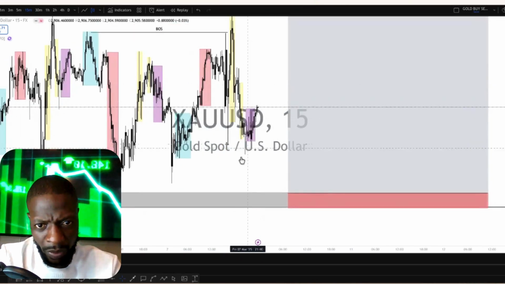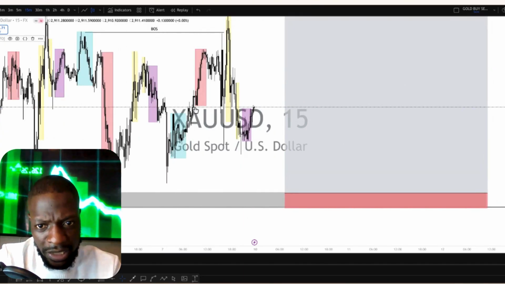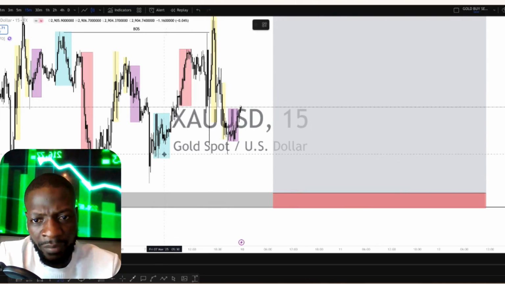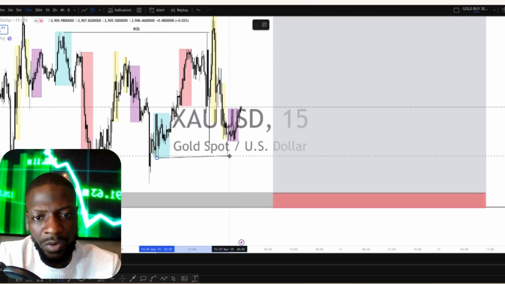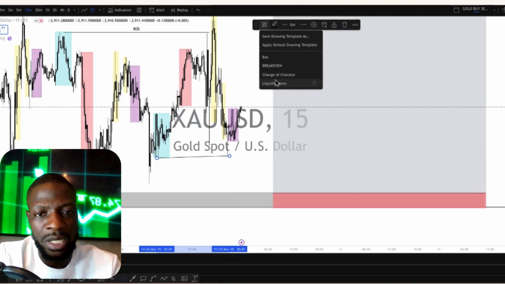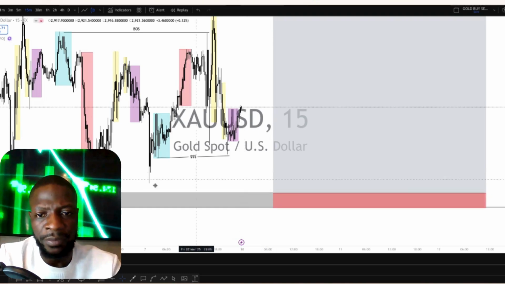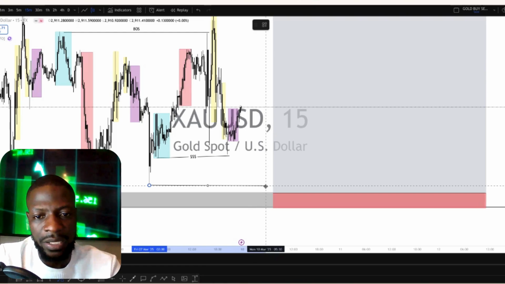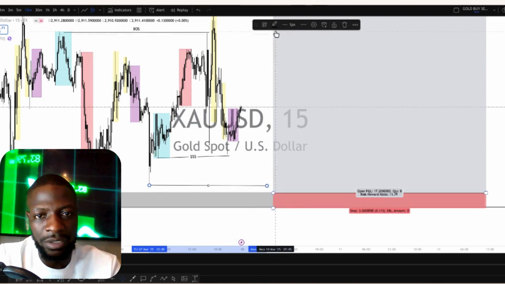So for now, we can identify some sort of liquidity. Let's see what liquidity we can actually find from here. You can find relative equal lows right here. These are relative equal lows. This can be liquidity, and then also this level right here. So we want to see the market come to actually take out this.